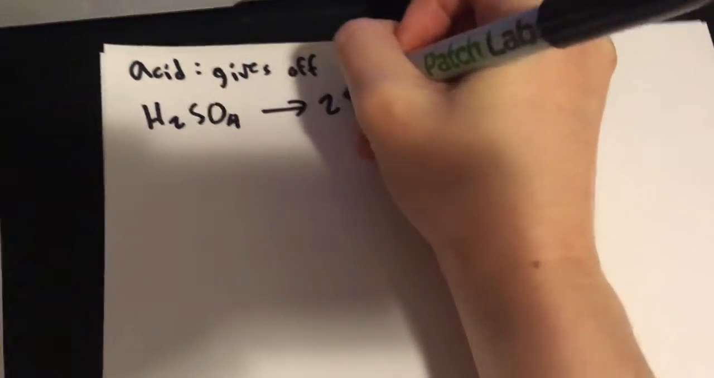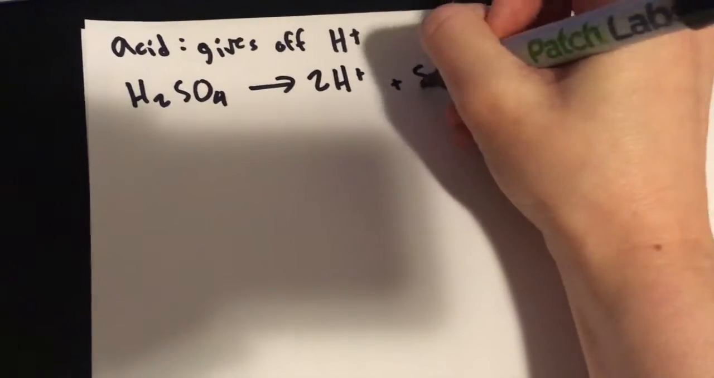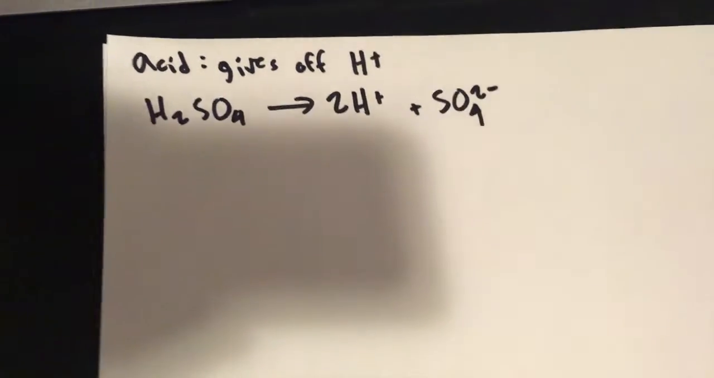But first, we need to really understand what an acid and a base actually are. Okay, so an acid is something that gives off H plus. For example, H2SO4, sulfuric acid, can lose two H pluses. And then you have SO4 2 minus left over, right?